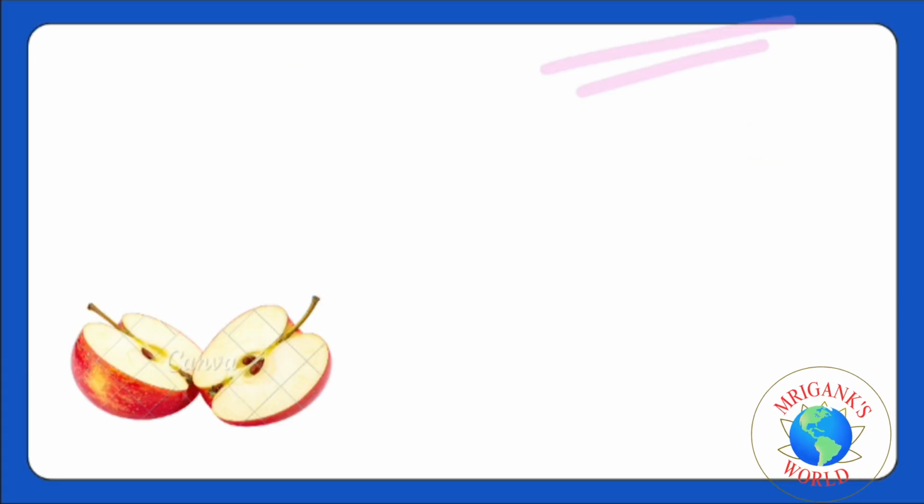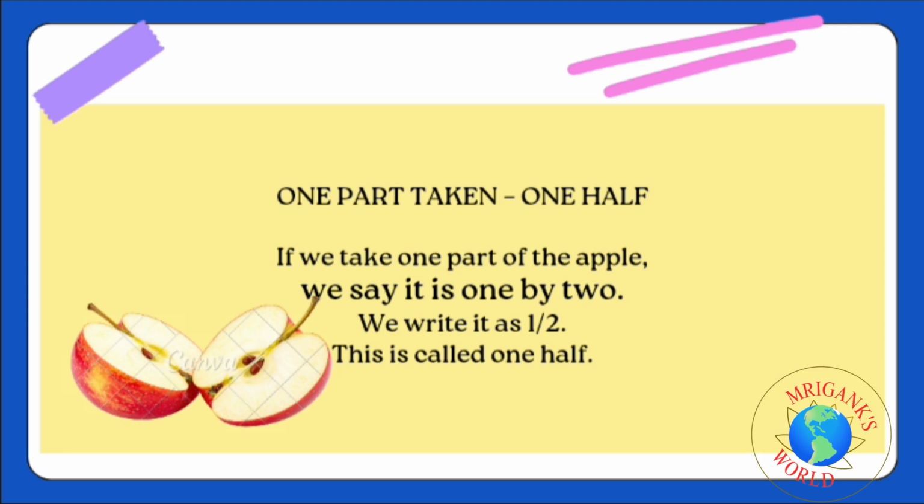If we take one part of the apple, we say it is 1 by 2. We write it as 1 by 2. This is called 1 half.